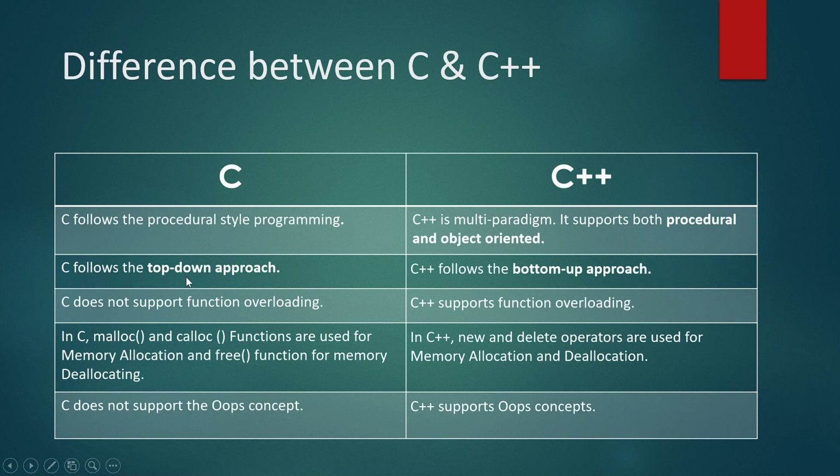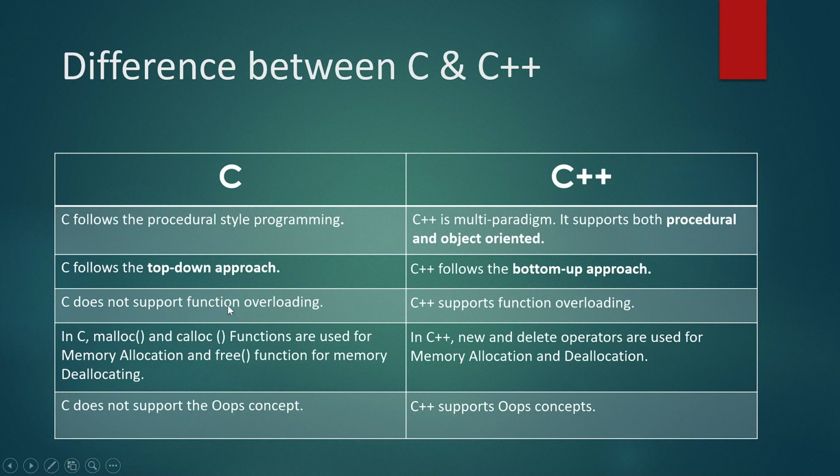C follows the top-down approach and C++ follows the bottom-up approach. So what is the meaning of top-down and bottom-up? Top-down means we first design the main structure and after that we start writing the code, whereas in bottom-up we first design the individual programs before the main program is completed.